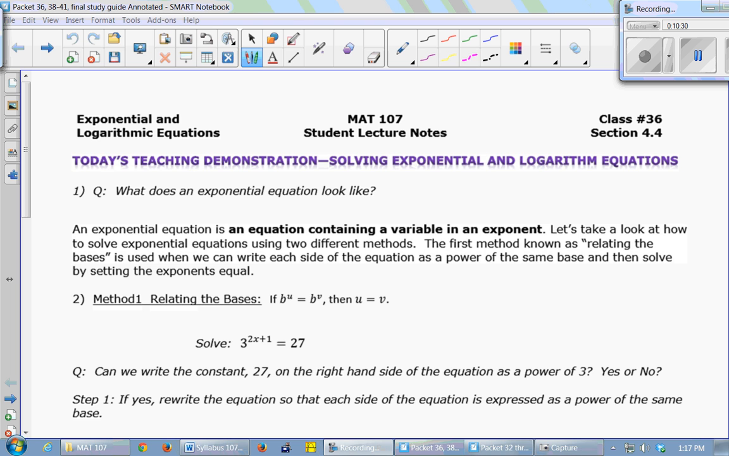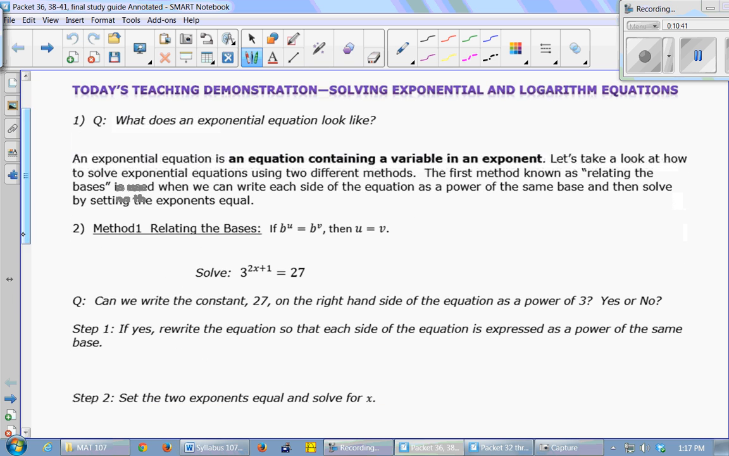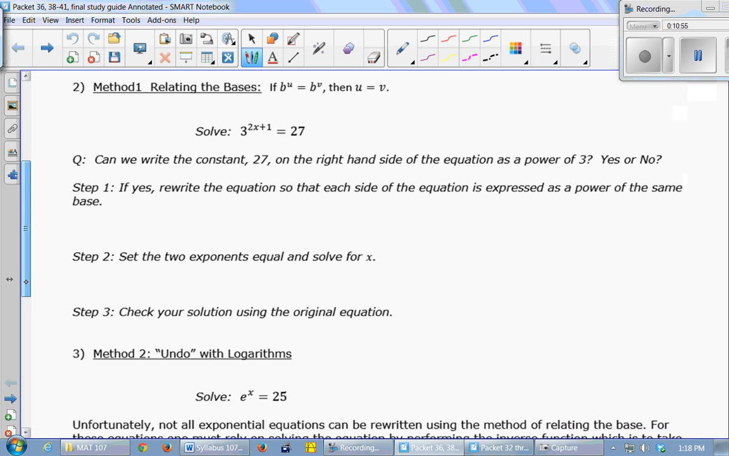All right, so class 36, an exponential equation. An exponential equation is any equation that has a variable in the exponent. So we're going to solve exponential equations using 2 different methods today. The first is known as relating the bases, when you can write each side of the equation as a power of the same base. Then you can just set the exponents equal. So relating the bases, if you can write your equation as b to the u equals b to the v, then you can just say, oh, then u has to equal v.